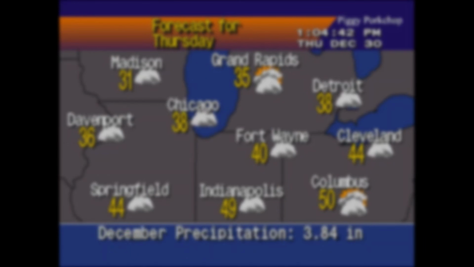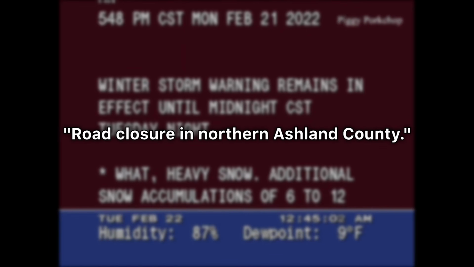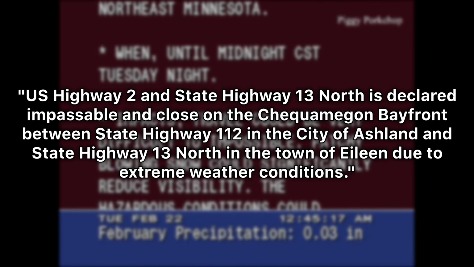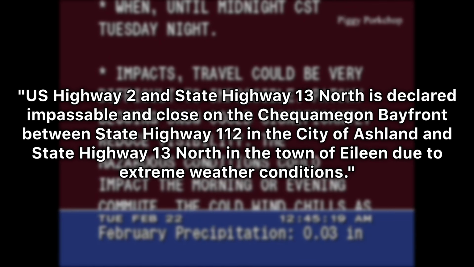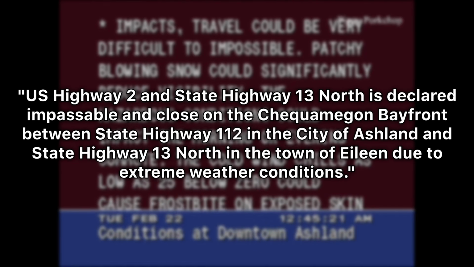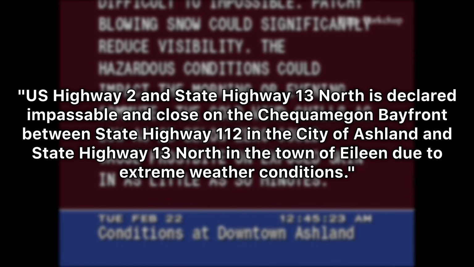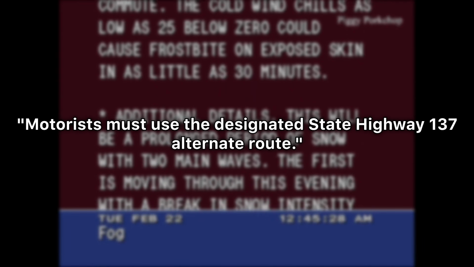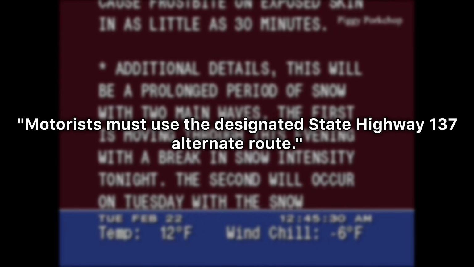But to shake things up, here's one being issued for a highway closure in Ashland, Wisconsin due to winter weather. Road closure in northern Ashland County. US Highway 2 and State Highway 13 North is declared impassable and closed on the Bayfront between State Highway 112 in the city of Ashland and State Highway 13 North in the town of Eileen due to extreme weather conditions. Motorists must use the designated State Highway 137 alternate route.